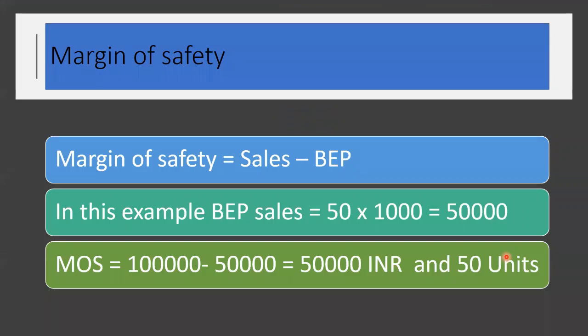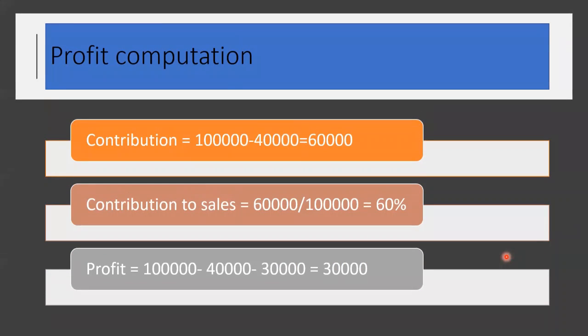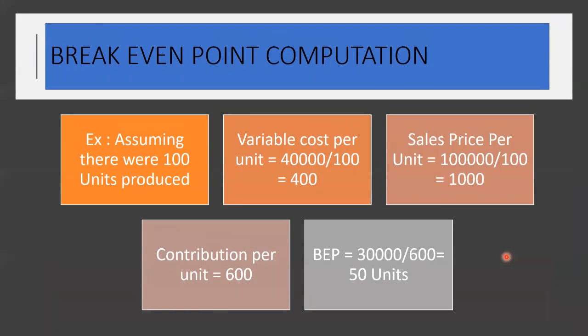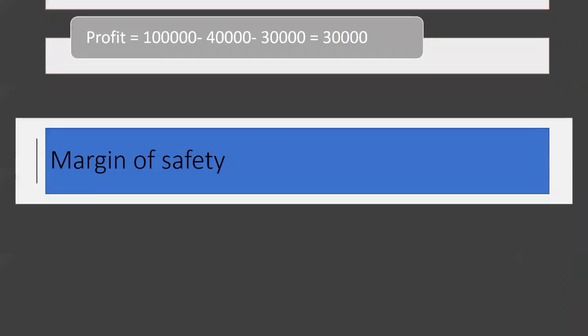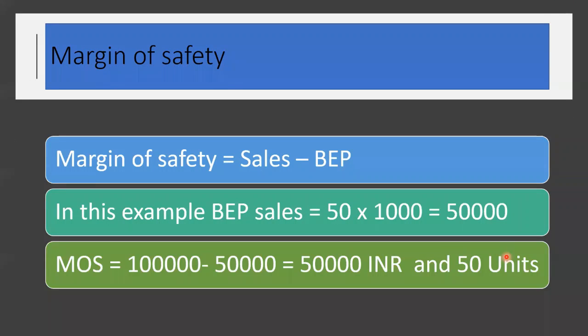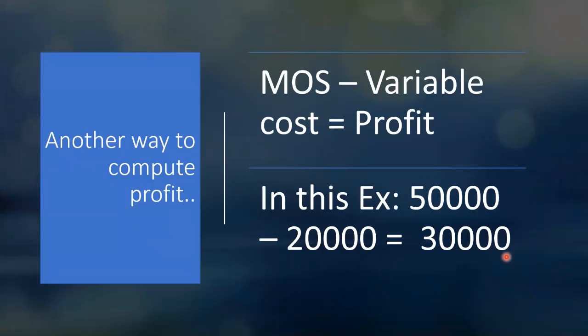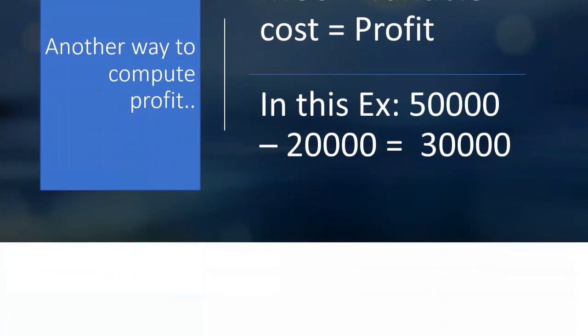You want to check this again? Take a look at this. Contribution was 60,000. Contribution to sales was 60%. Profit was 30,000. Let's take a look at what was the unit cost also. Your variable cost is 400 per unit. BEP was 50 units. And therefore, our margin of safety in units was 50. Okay? So when we compute this, 50,000, which is the margin of safety in value, 50 units into sales value is 50,000. 50 units into 400 is 20,000. 50,000 minus 20,000, you get the same profit value.